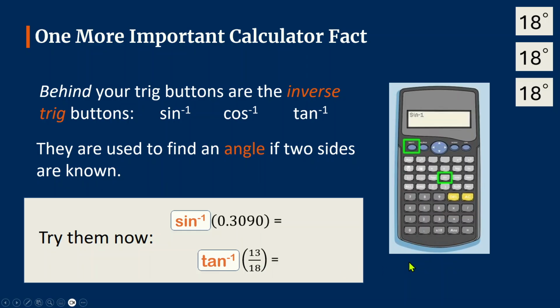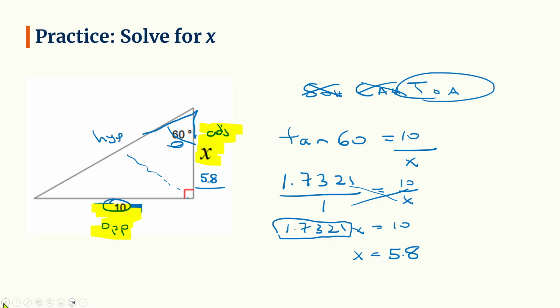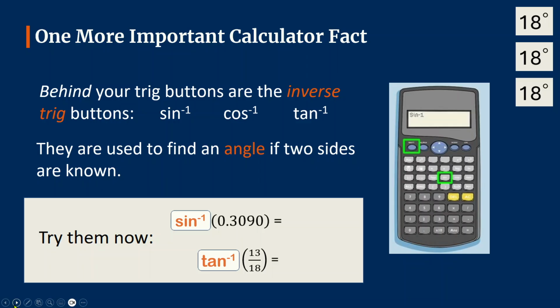Okay, so that's using trigonometry to find the side length. In each of those questions, x was the side length of a triangle. But now I need to show you the inverse operation. So again, I need you to look at your calculator. What you should notice is that behind your sine, cosine, tangent buttons, written on the calculator as the second function of that button, are things that look like this.